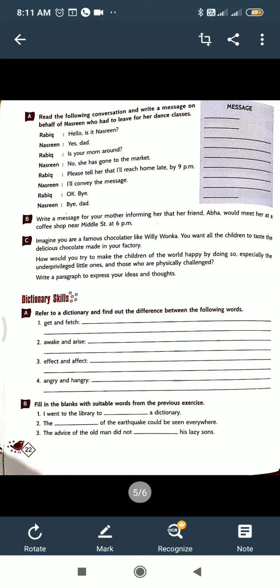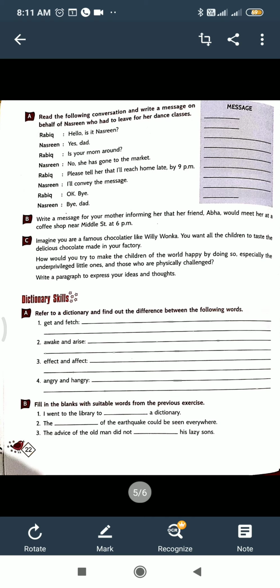Okay, so what is it? Write a message on behalf of Nasreen who had to leave for her dance class. Actually, Nasreen has to leave for dance class. This is the reason she has written a message to her mother. Now you have to write a short message here: date, then whom, mother, father, or whom, and then within a short message you can carry it out.